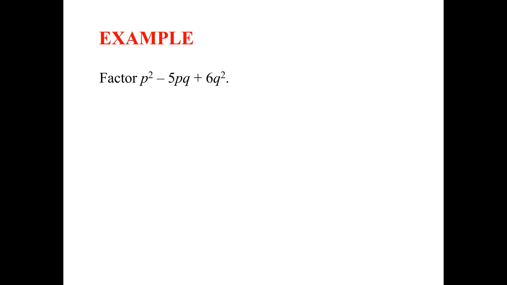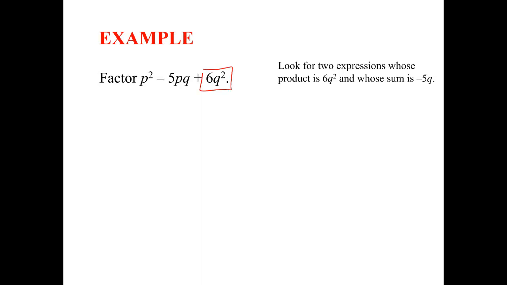Now I've got extra variables. It's still quadratic in form, but instead we're going to be looking for something that multiplies to give me 6q squared and adds to give me negative 5q. That p is just going to kind of come along. It's still going to factor in the same format as we have before. Plus or minus something, plus or minus something. We just need to make sure that somethings multiply to give me a positive 6q squared and add to give me negative 5pq. So if I look at my factor pairs of 6, I've got 1 and 6.